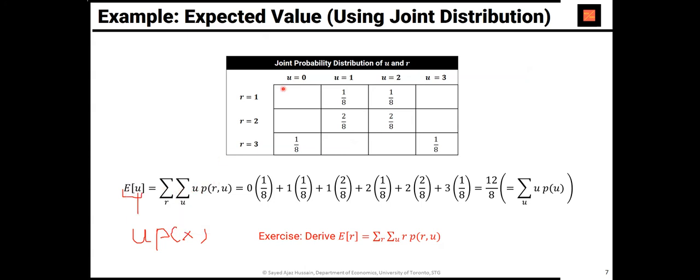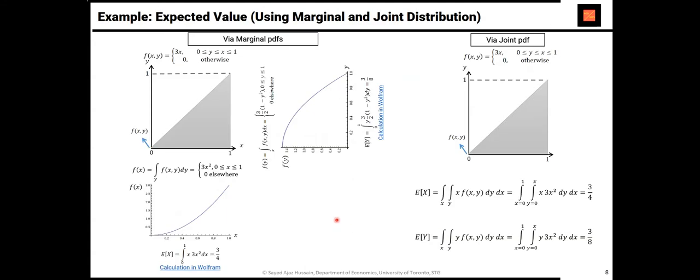So now what you have to do is take each value of u, 0, 1, 2, 3, and multiply by the corresponding joint probability. So 0 times 1/8, 1 times 1/8, 1 times 2/8, 2 times 1/8, 2 times 2/8, 3 times 1/8, and if you get the answer, you get the exact same value that you got by using the marginal density or the distribution. As an exercise, you should verify that if you use the joint probabilities, you should get the exact same answer on the previous slide for the expectation of R.